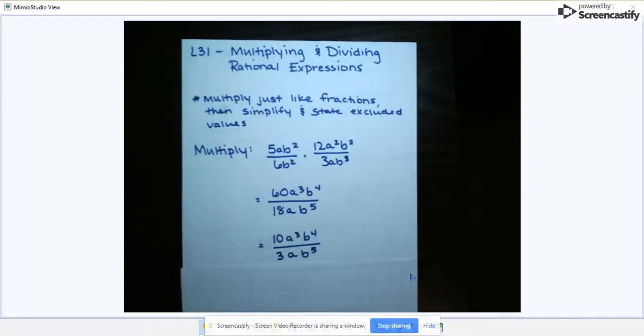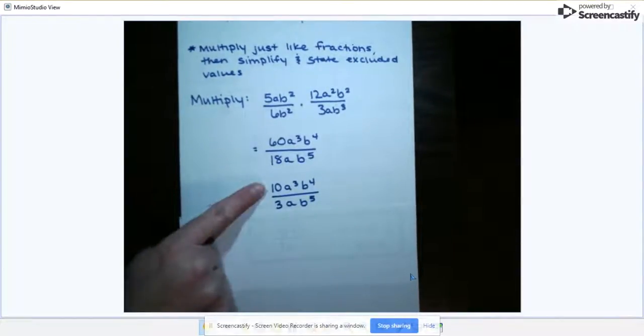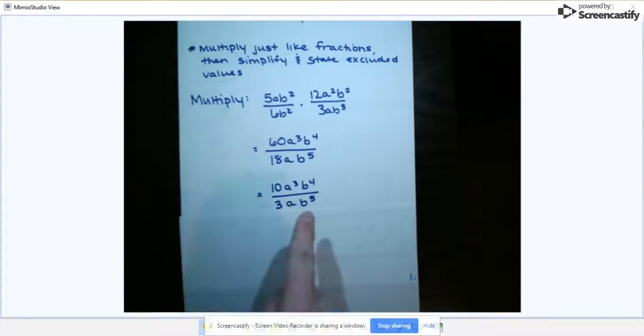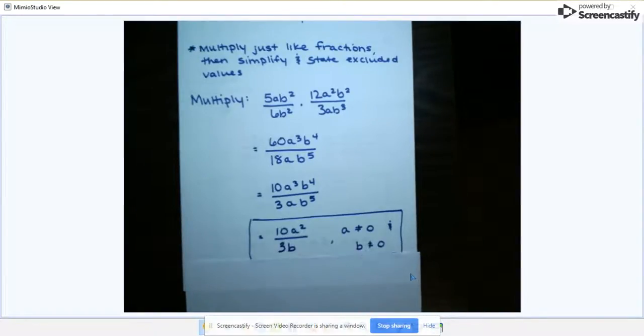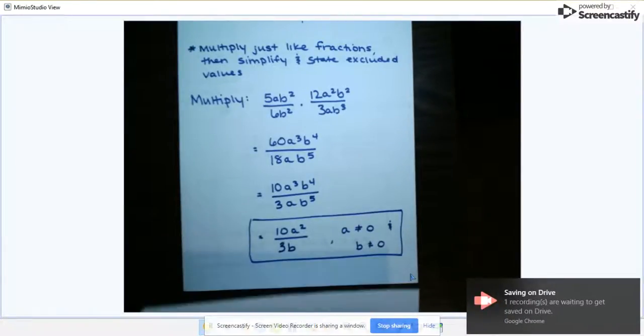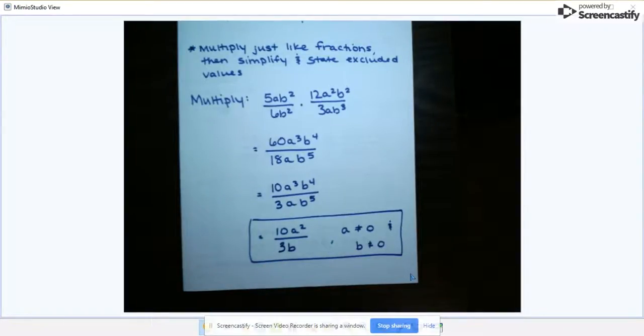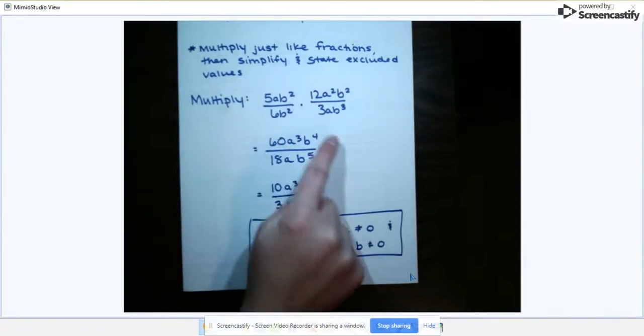So 60 and 18, you can take a 6 out of, leaving you with a 10 and a 3. So that's the only thing I did in this step. And then I'm going to use that quotient rule to simplify my variables. So I'd have an a squared on the top and a b on the denominator. And then don't forget to state those excluded values. In this case, a and b just cannot equal 0.